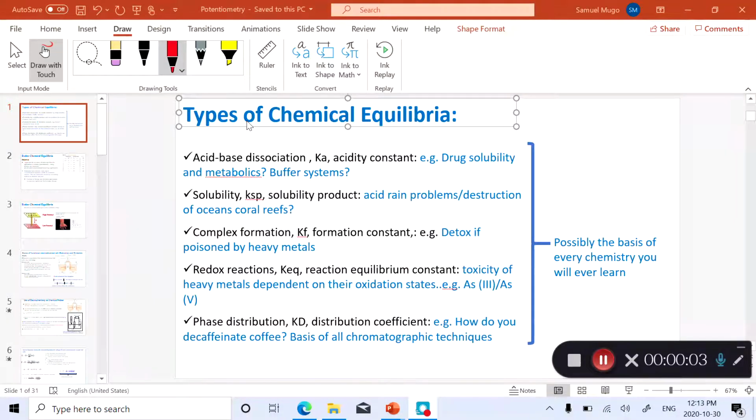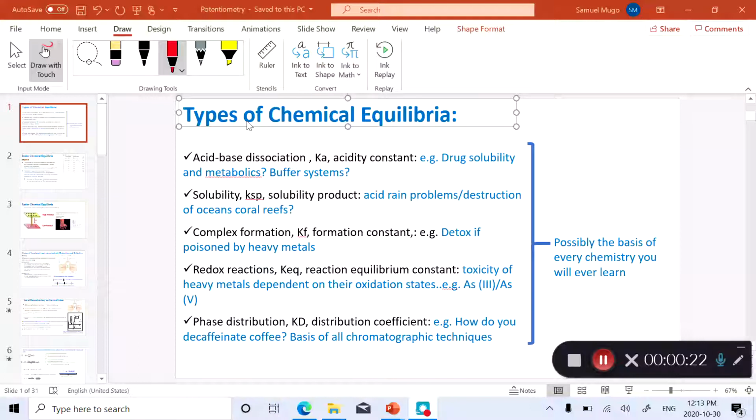Over the last week or so, I've not posted any new content, but I guess it's time for us to start back again, into posting new content. And so this week, we're going to talk about redox equilibria.